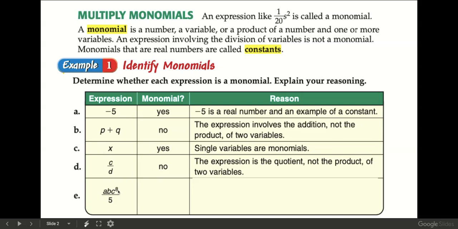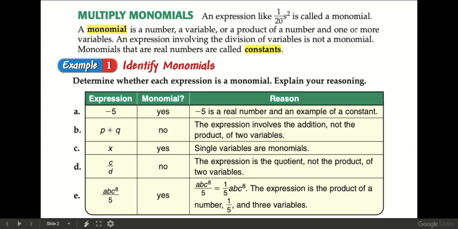Is a, b, c to the eighth over 5 a monomial? The answer is yes, because I'm just multiplying a bunch of variables together and I'm dividing by a number. I'm not dividing by a variable, right? So the expression is a monomial. So here's another way that they expressed it. They rewrote it as instead of dividing by 5, it's multiplying by 1/5. So this expression is a product of a number 1/5 and 3 variables.